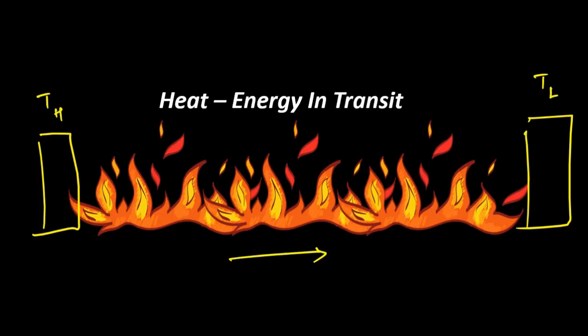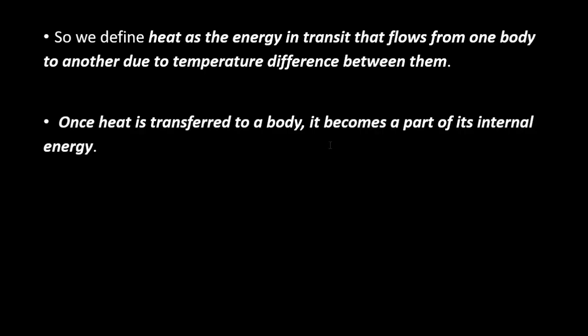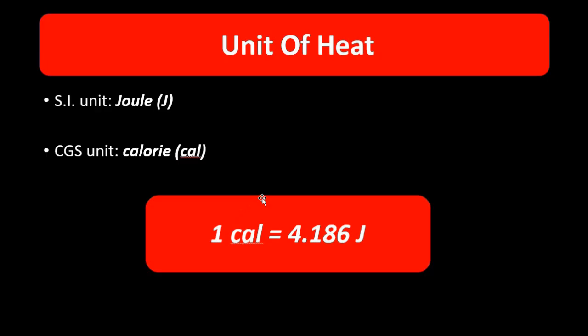Okay, so this is heat. Once heat is transferred to a body, it becomes part of its internal energy. It increases the kinetic energy of the molecules. Some basic units by which we measure heat: the SI unit is the joule, and the CGS unit is the calorie. 1 calorie is 4.186 joules. So this is all about heat.